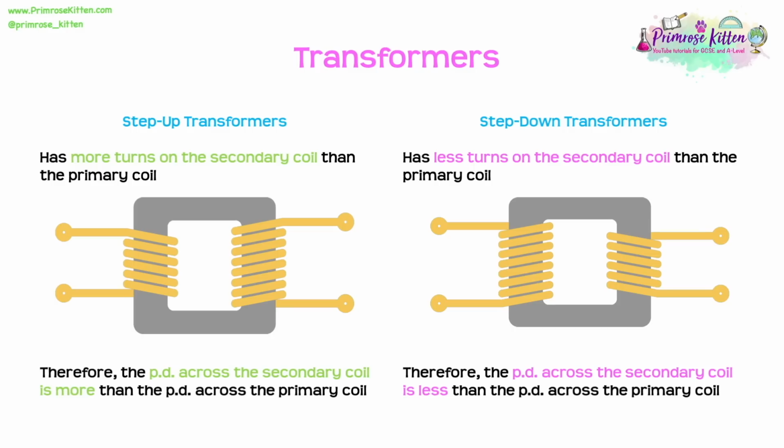Step-down transformers is just the opposite. And here I think of it as, again, like I'm stepping down. The secondary coil has less turns on it than the primary coil. And therefore, as a result of that, the potential difference across the secondary coil is less than the potential difference across the primary coil. So turns and potential difference follow the same pattern.